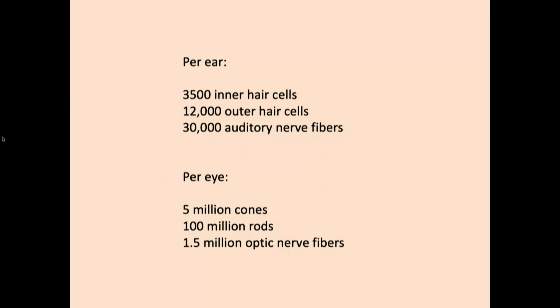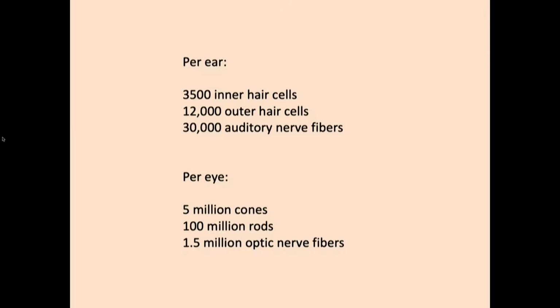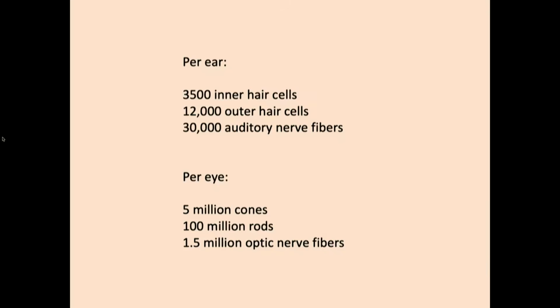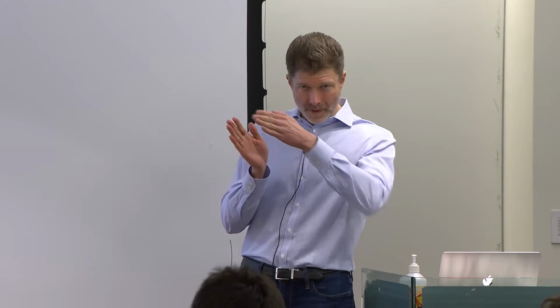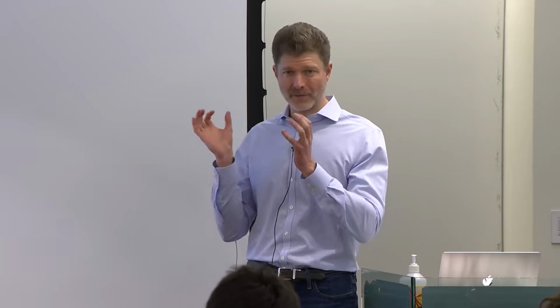Here are some numbers that are worth knowing and kind of fun to think about. So in each of your ears, there are approximately 3,500 inner hair cells. Remember, the inner hair cells are the cells that move in response to sound, and when they are moved, their membrane potential changes. So they transduce mechanical energy into a voltage. There are about 12,000 outer hair cells. Remember that typically you have these three rows of outer hair cells and then one parallel row of inner hair cells, so there's about a 3-to-1 ratio.